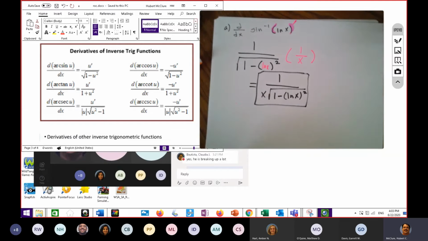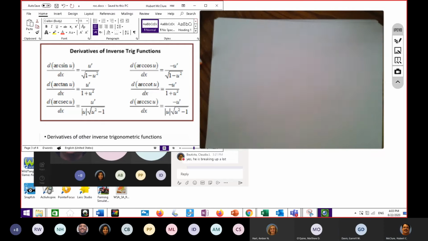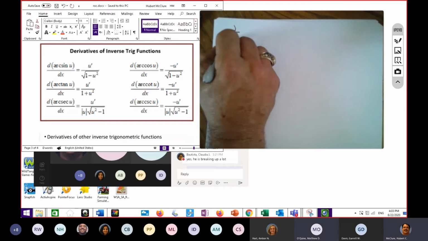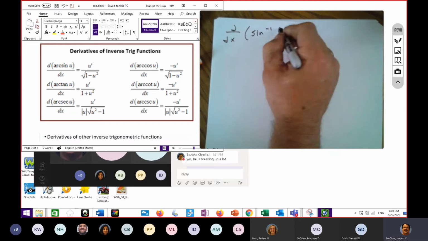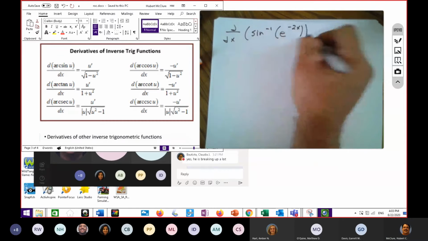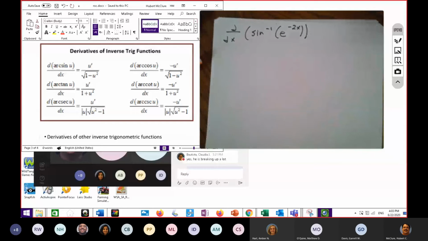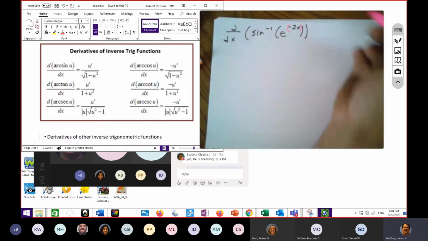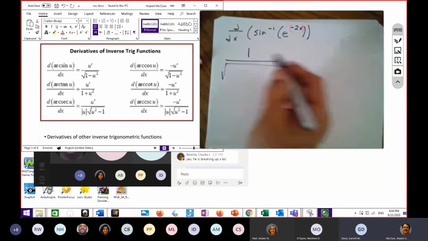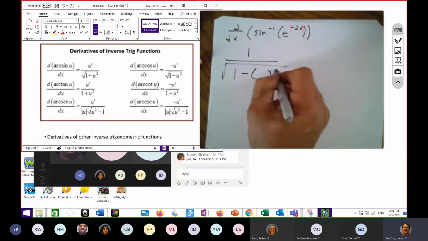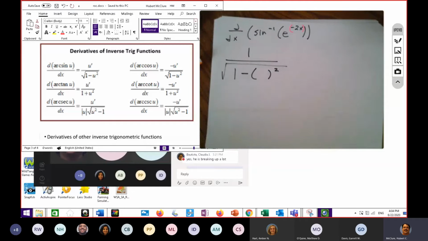Okay, try this one. I'm going to let you do this one. Again, another test question. Inverse sine of e to the negative 2x. Well, I'm going to add some parentheses right here because that's the parentheses you've got to use chain rule with. Well, I know that the derivative of inverse sine is 1 over the square root of 1 minus parentheses squared. And then I've got the derivative of what's inside those parentheses.